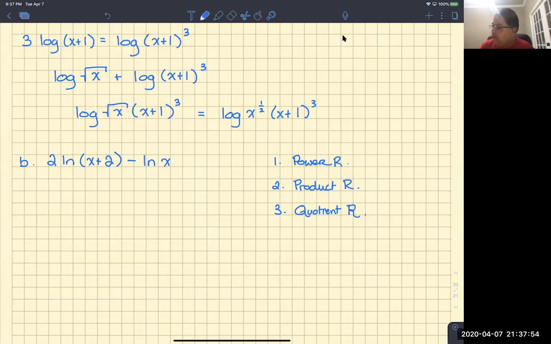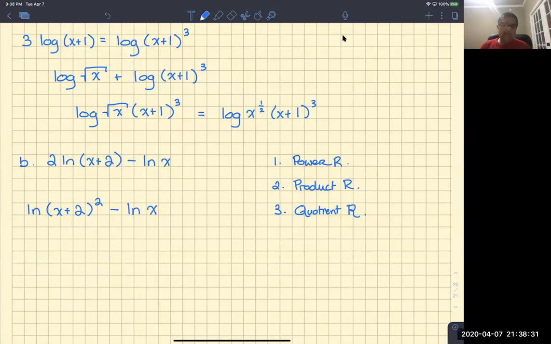So let's go back to this problem. So remember, the first thing I'm going to do is the power rule. So I can rewrite this expression by taking the number being multiplied in front of the log and writing it as an exponent. So I'm going to take the 2 and make it the exponent of x plus 2. So this is the natural log of x plus 2 squared minus the natural log of x.